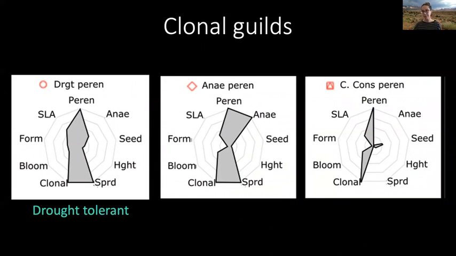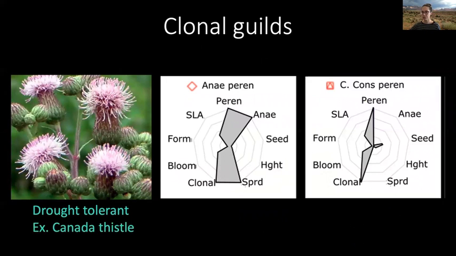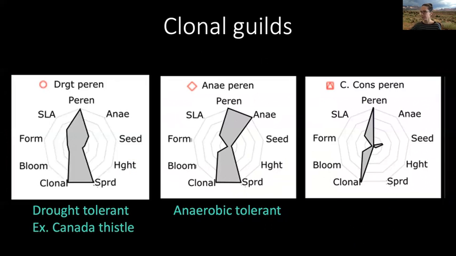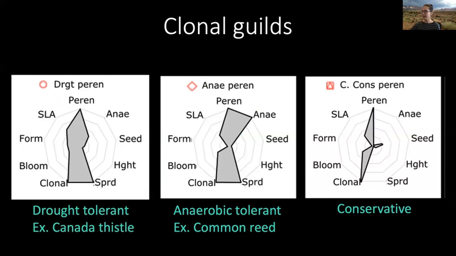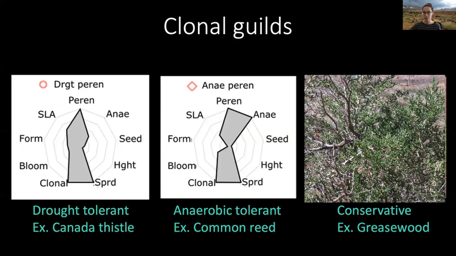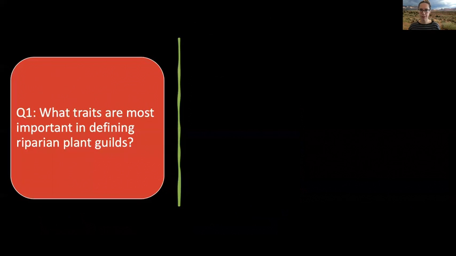There were 3 different clonal guilds. First, we have drought tolerant perennials, such as Canada thistle, anaerobic tolerant perennials, for example, common reed, and lastly, a resource conservative guild with super low SLA, for example, greasewood, so more upland species.